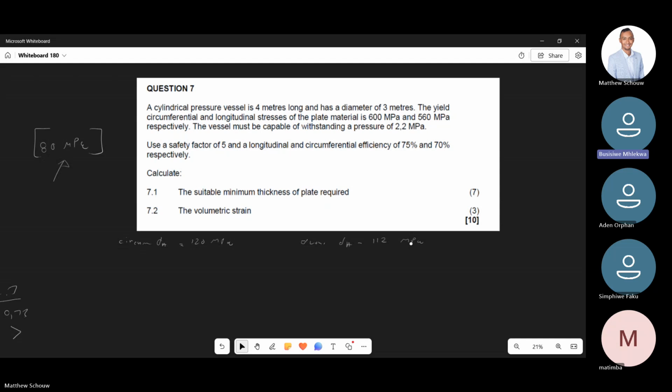Sorry, sir, can I ask a question? Do you calculate both thicknesses and then determine which one is the minimum thickness? Yes, that's correct. The minimum thickness I got here is 4.209 millimeters. Let me just check quickly. So remember, it cannot be 4. No way. That's too thin. 4 mil is too thin.